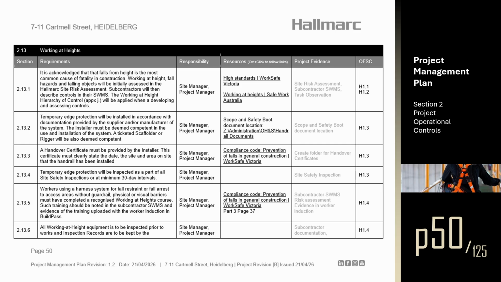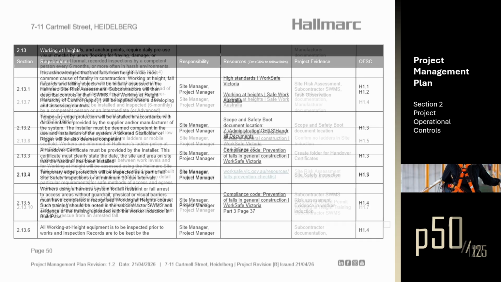Section 2.13.6. All working at height equipment is to be inspected prior to works, and inspection records are to be kept by the subcontractor. Working at height equipment, including harnesses, lanyards, and anchor points, require daily pre-use visual checks by users, looking for fraying, damage, or corrosion, and formal, recorded inspections by a competent person every 6 months, or more often in harsh environments. Inspections must comply with Australian Standard 1891.4.